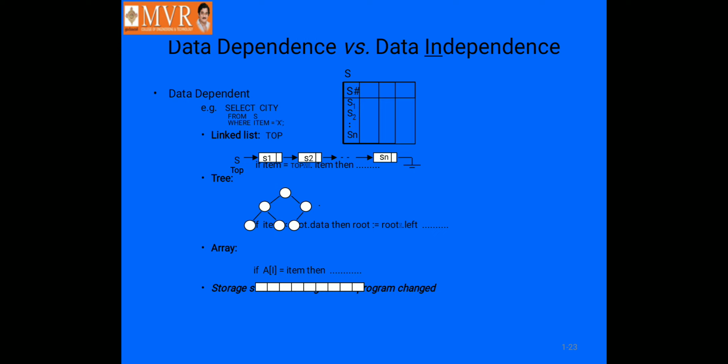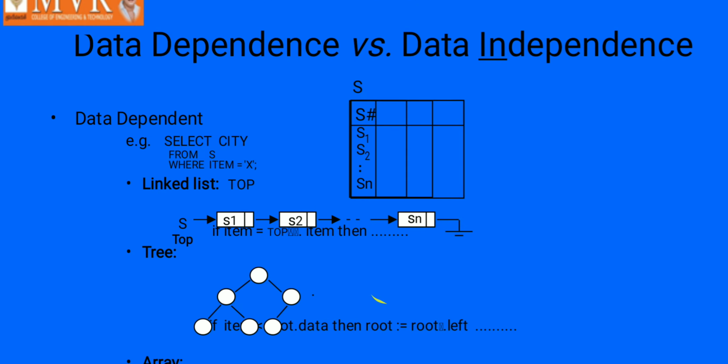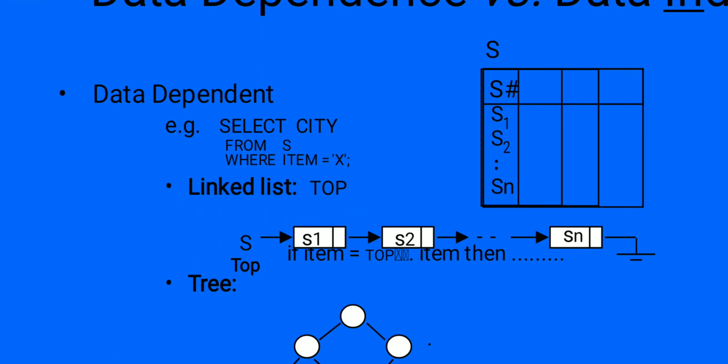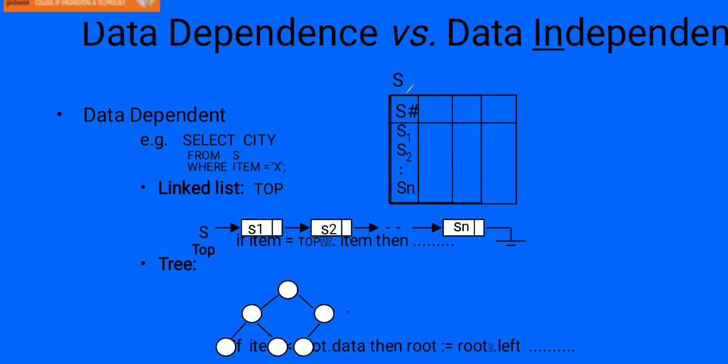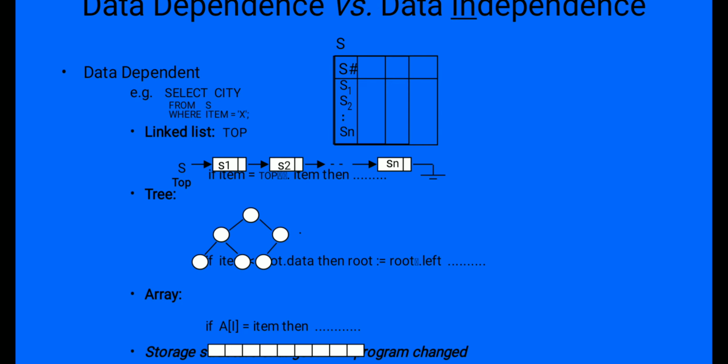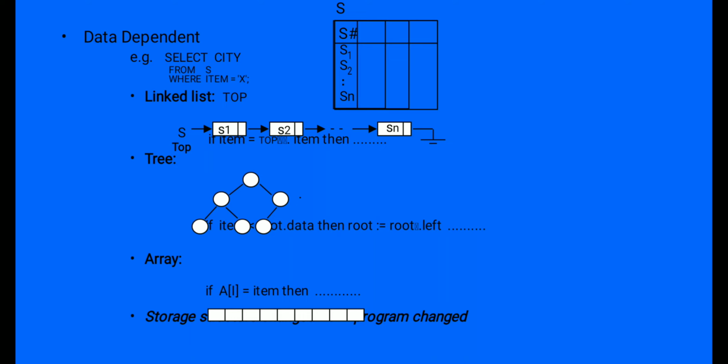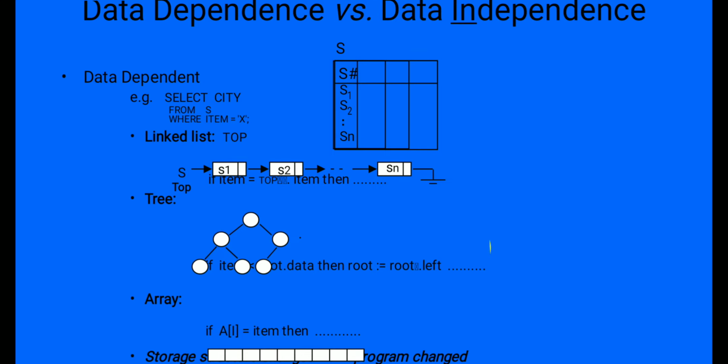Data dependency versus data independence. Data dependency means I have to wait for another value request; that is called data dependency. See here, select city from S where item equals X. Here the city comes from the condition of X, which means the city is dependent on X. With data dependency, we have to use linked lists, trees, arrays and storage to change the values.